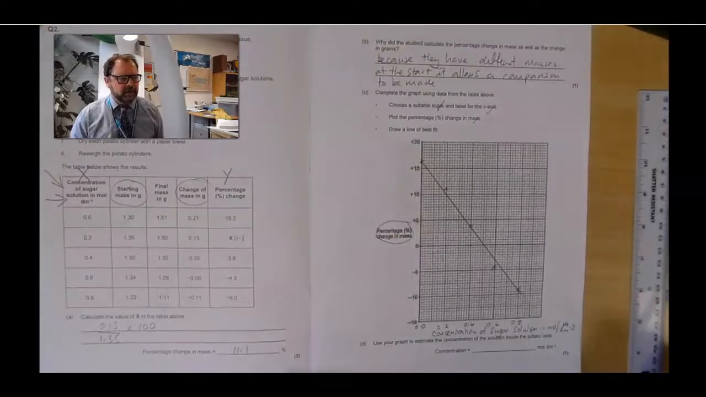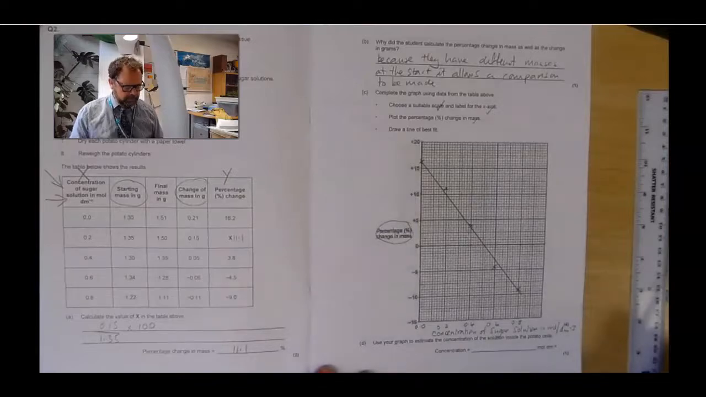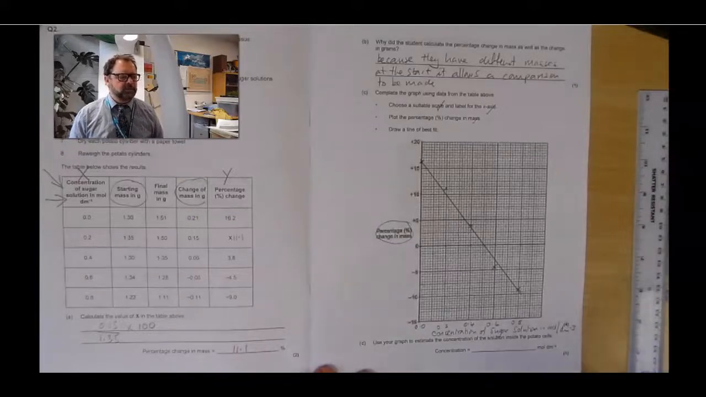Okay, part D is relating to our graph that we've drawn. It's asking us to estimate the concentration of the solution inside the potato cells. Now the bit of science we need to understand here is that if the sugar solution outside the potato in the test tube is equal to the concentration of the cells that the potato is made out of, then there'll be no overall movement of water by osmosis. We'd say that the 2 concentrations are the same, and the word for that is isotonic.